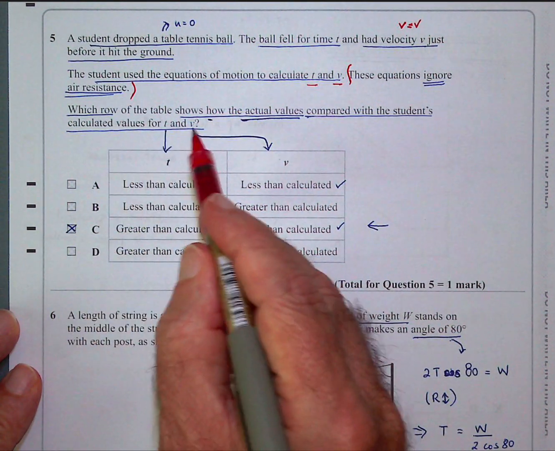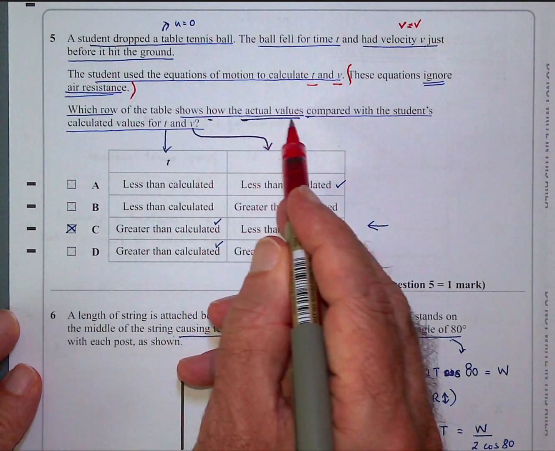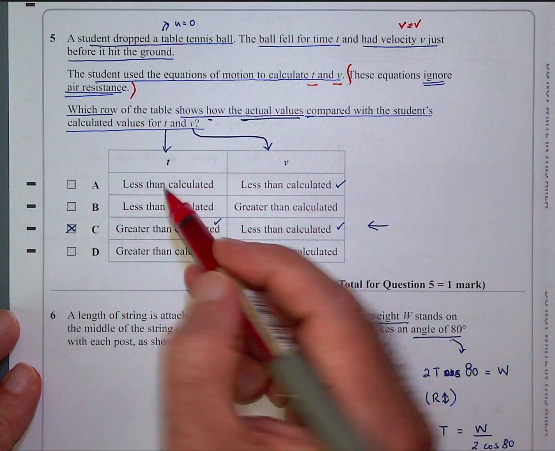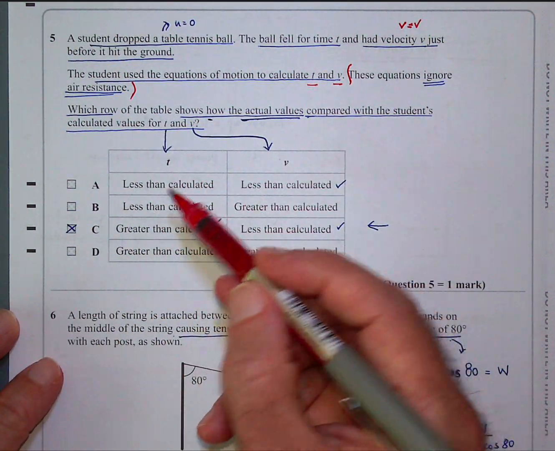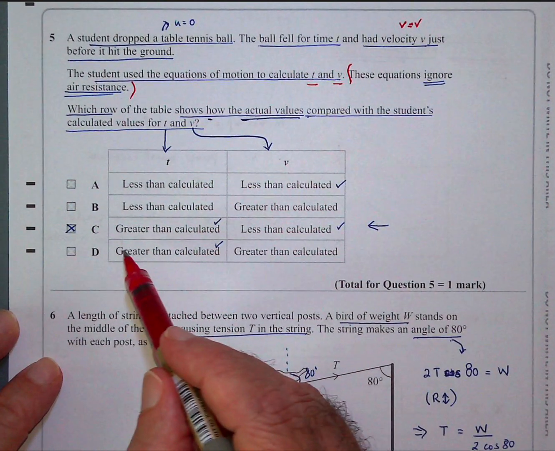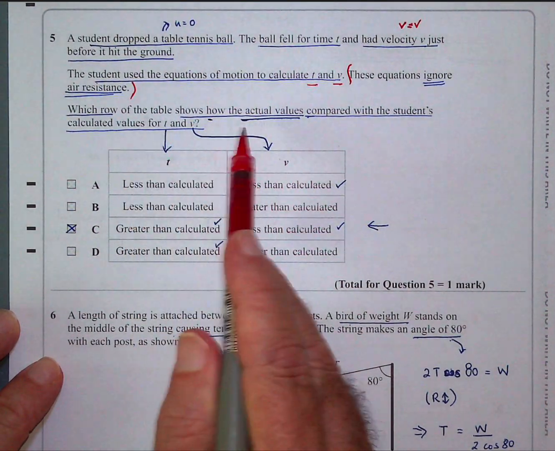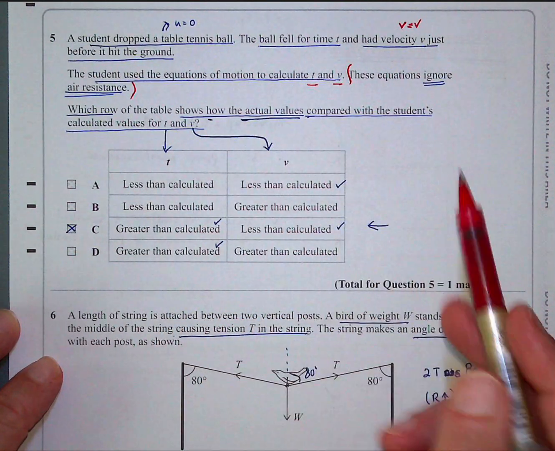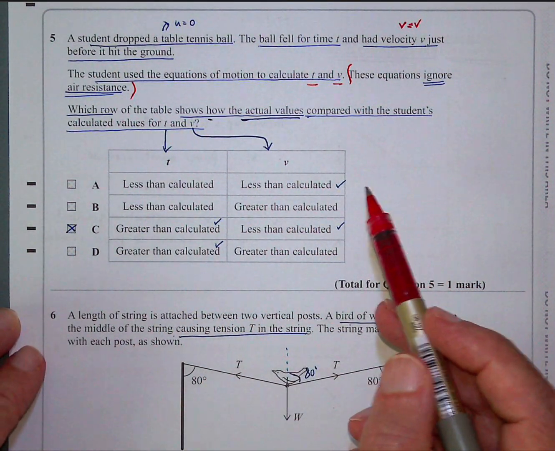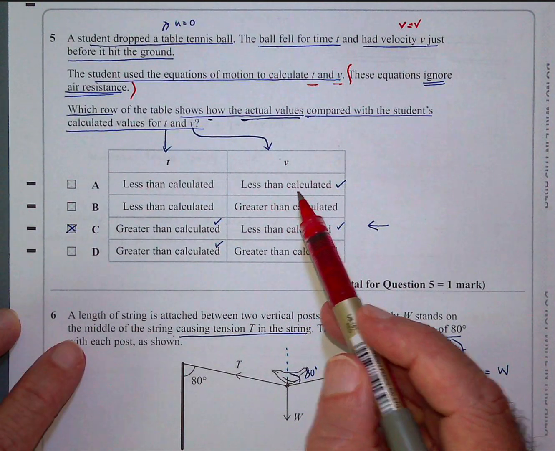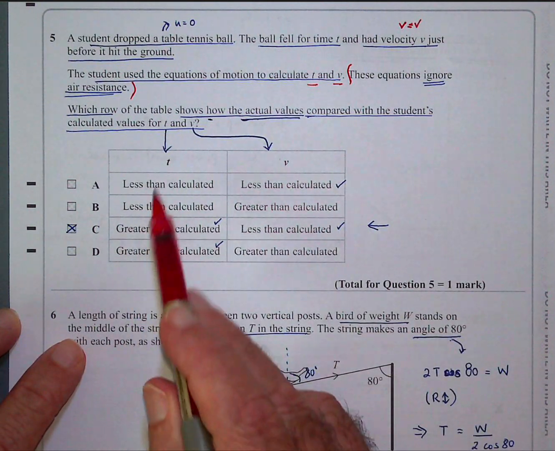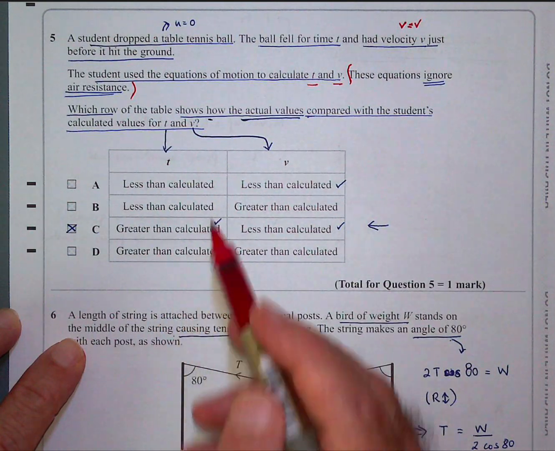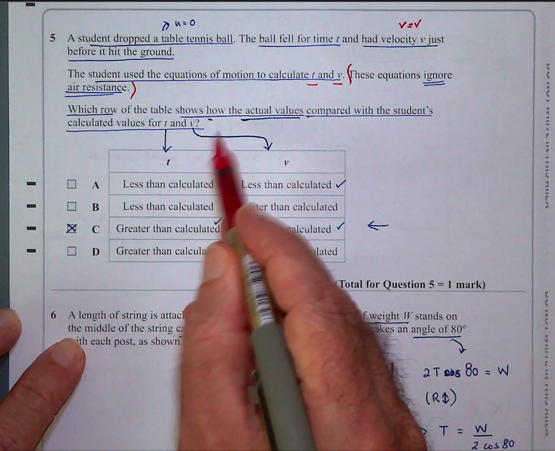Which row of the table shows how the actual values compared with the student's calculated values? Okay, so obviously if you're ignoring air resistance, the table shows how the actual values compared with the student's calculated values. So if you're ignoring air resistance, then obviously the time would be greater than calculated, the real time. Okay, so we're talking about actual values in the table.